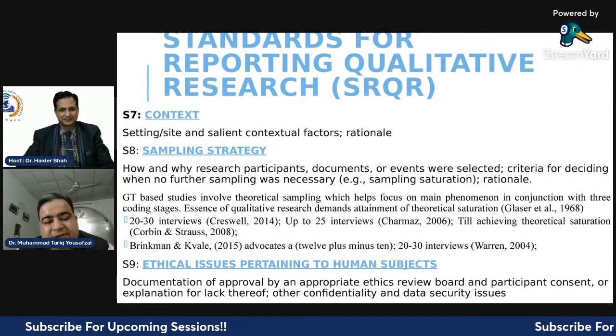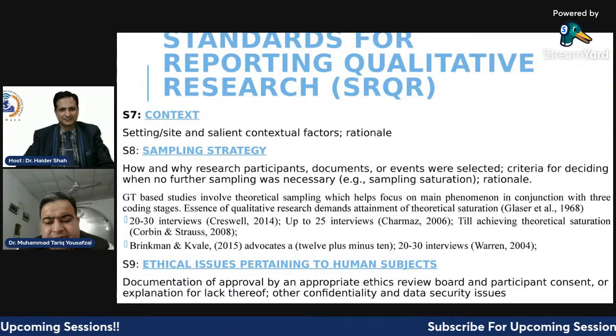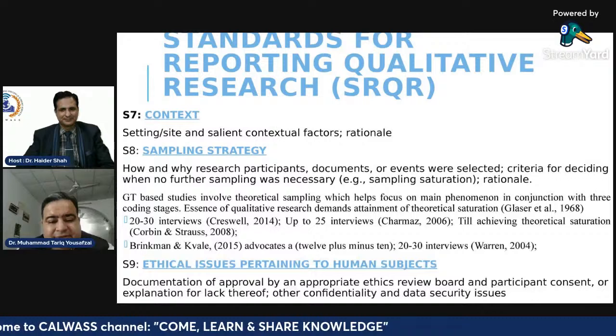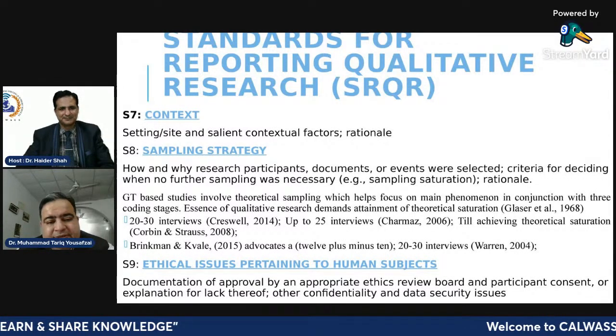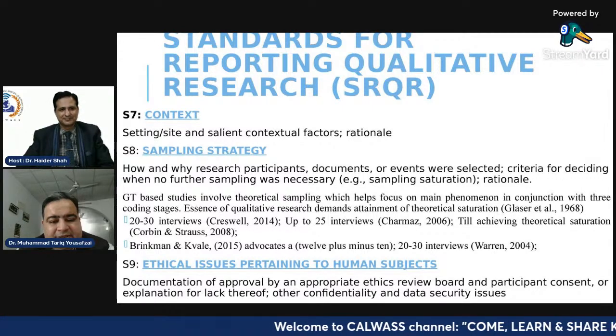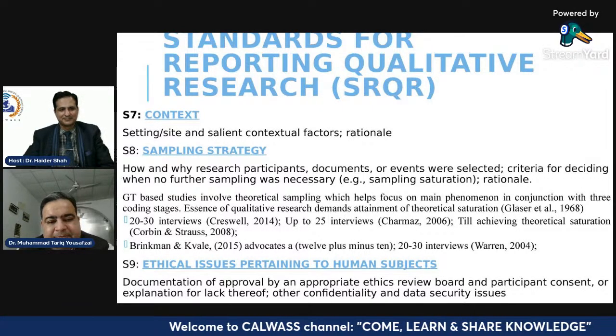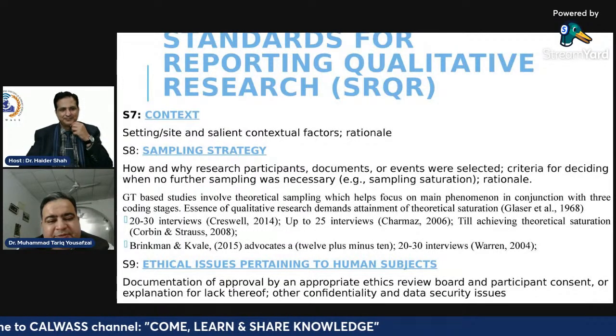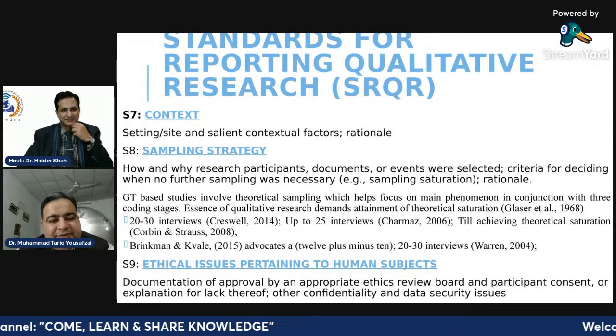If these practices are included, this ensures that trustworthiness is there. Trustworthiness in qualitative research is the equivalent of what we call validity in quantitative research. So to speak, we need to have more rigor and more ethics in your study.